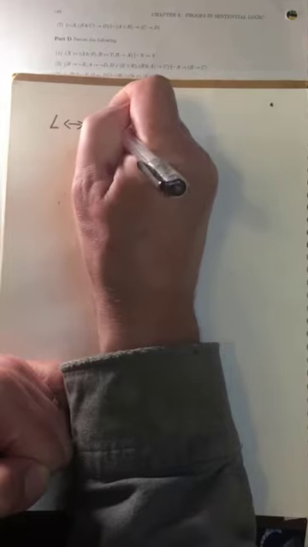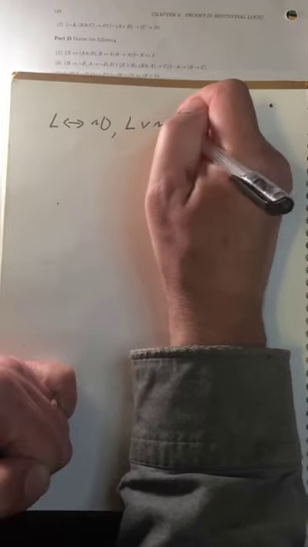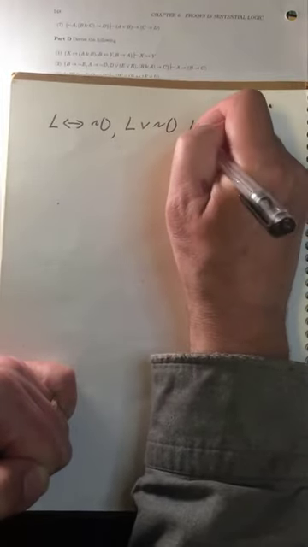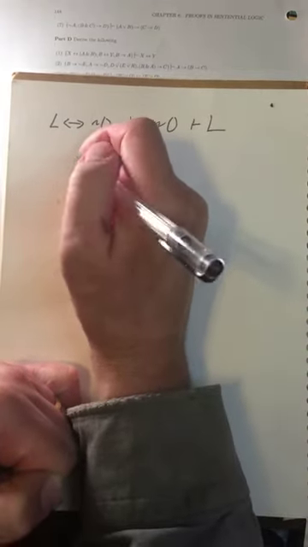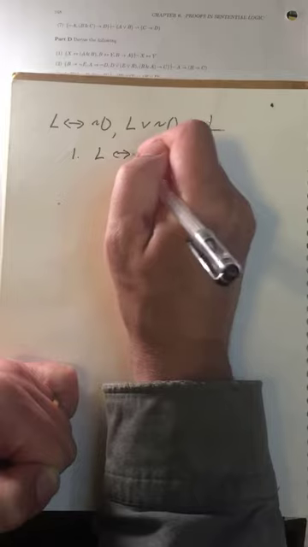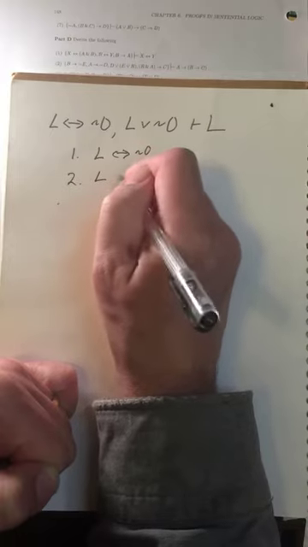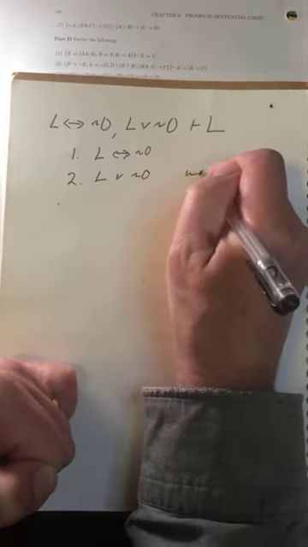All right, so here is an example from the text. Suppose we're given L if and only if not O, and L or not O, and from that we want to infer L. So you write this up in the standard way: L if and only if not O, and L or not O, want L. So what can we do here?